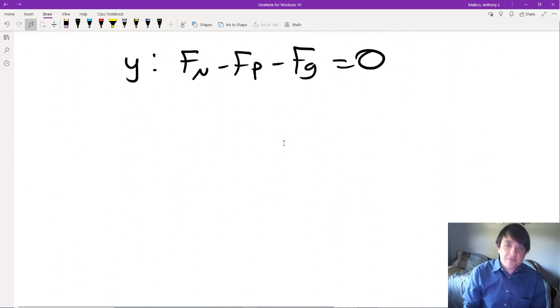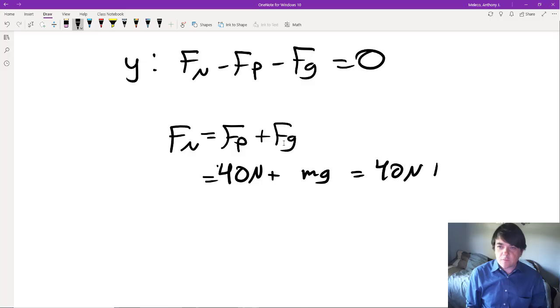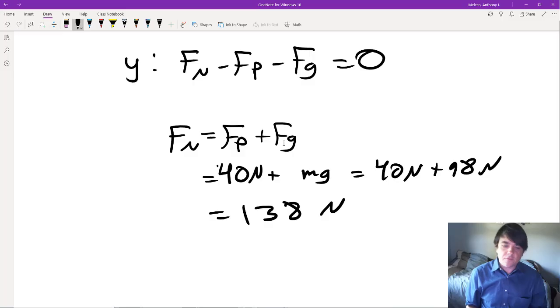So now what is the normal force? So the normal force, we have to add these guys over, equals the force of the push plus the force of gravity. So gravity from before was 98 newtons, right? This was just mass times gravity, and this guy was 40 newtons. So this equals 40 newtons plus 98 newtons equals 138 newtons. So the normal force can change, okay?